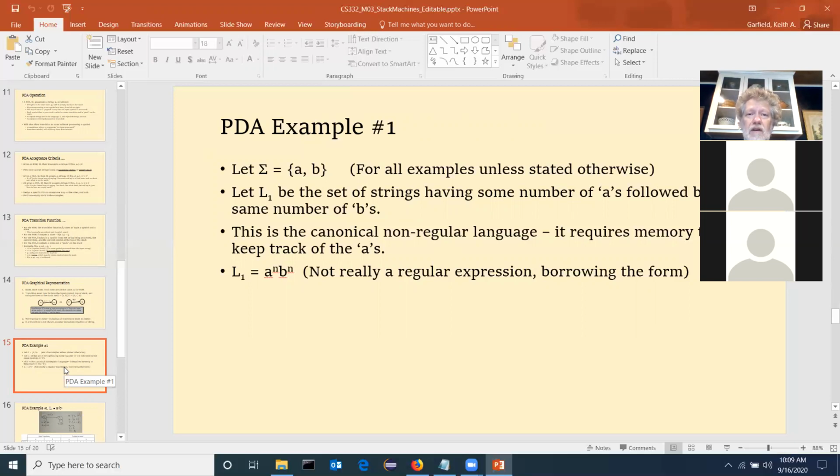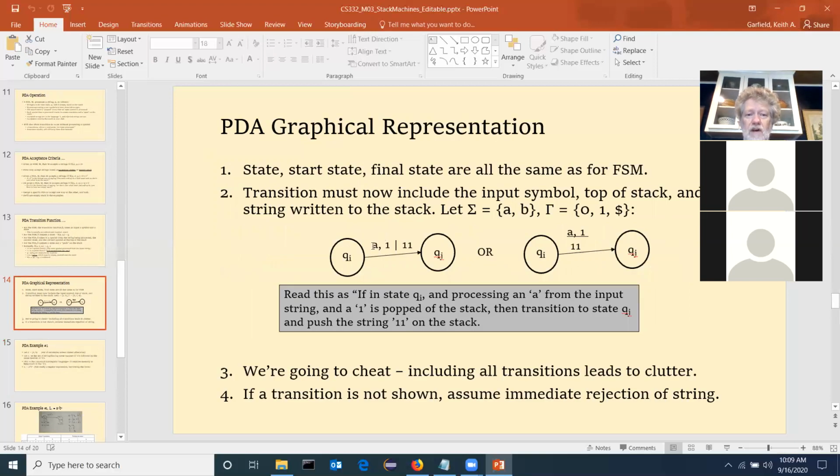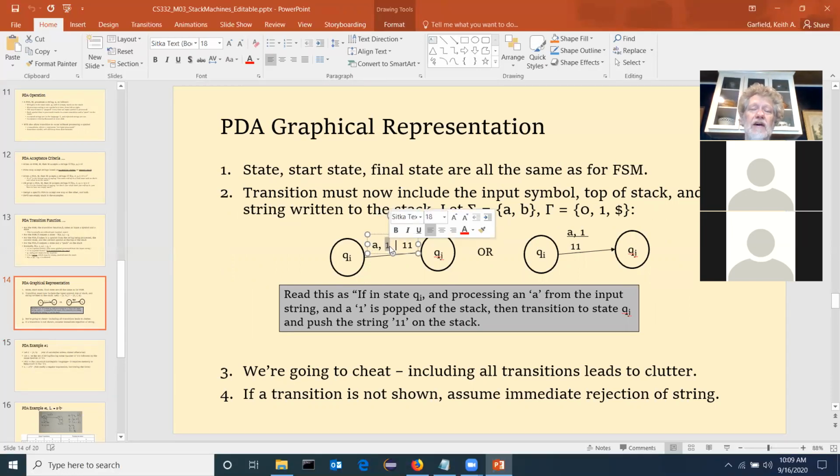because you can have a very large number of arrows, go back to this one. I've got an alphabet that's just A, B, that's only 2 elements. I've got a stack alphabet of 0, 1, $, that's 3 elements. Now I have 6 possible combinations, so I have 6 possible arrows. Every single state would have to have 6 possible arrows. Many of them would lead to a place where we know we're going to reject the string. So as a convention, I'm just not going to show those. And the assumption is anything that is not shown is leading to an immediate rejection of the string.